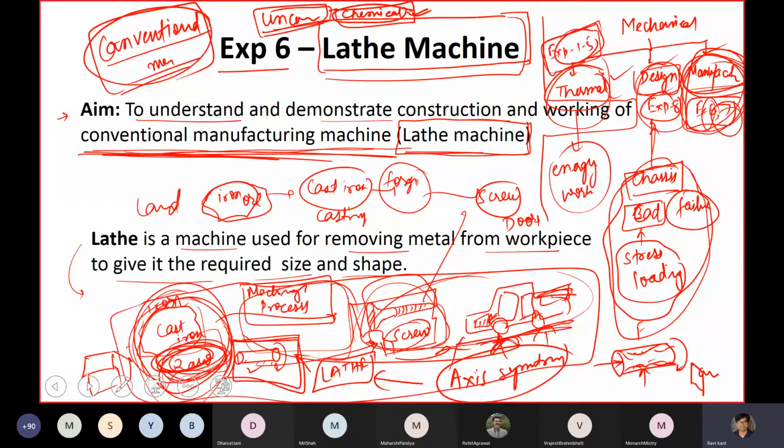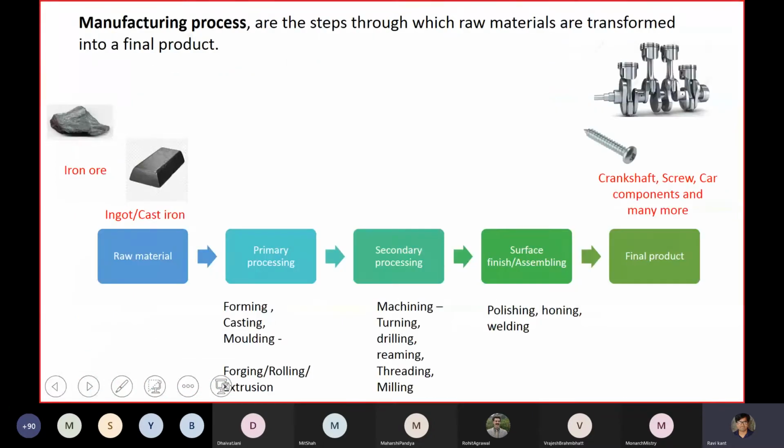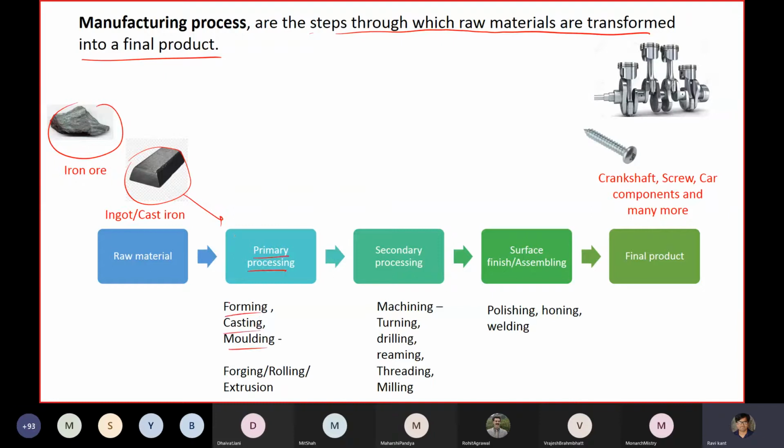And this is the overview of where we actually are, I mean, under what mechanical stream we are working. So we will talk about slightly more detail through manufacturing processes, so that we can have a feel of where we stand right now. So manufacturing processes are steps through which raw materials are being transformed into final material. So suppose you have an iron ore or an ingot or a cast iron, which is going to undergo some sort of primary processes such as forming, casting, molding. I'm not going to talk about details here because it will take another course to understand this.